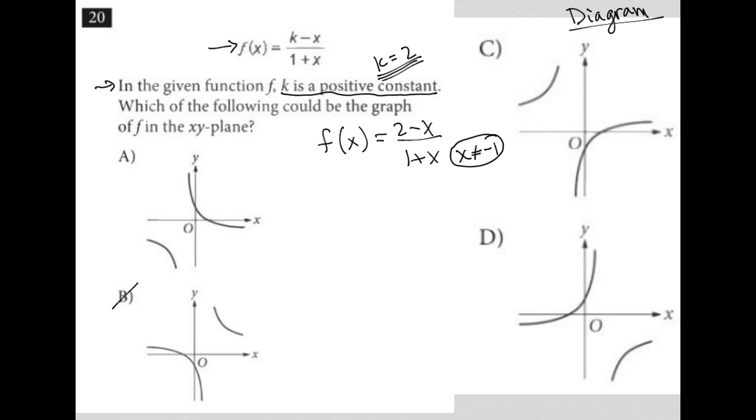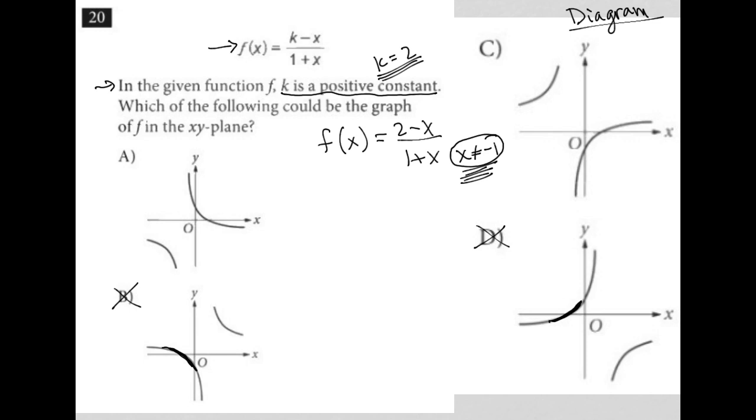Choice B looks like it does exist, like our graph does exist at x equals -1, right? We have a curve over here in the -1 area. And choice D also has a curve here in the -1 area. So choice D cannot be correct. And that's simply by understanding that x cannot equal -1. So we're already down to a 50-50 now.